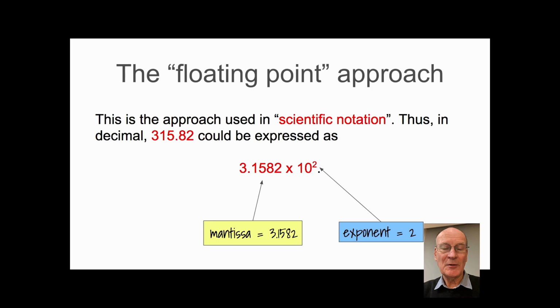Now, there are some technical terms for parts of this. The part on the left, the 3.1582, is known as the mantissa. And the part on the right, or just the 2 actually, is known as the exponent. Right? It's the power of 10 in this case that's going to be used. Now, in computers, we apply exactly the same idea. We have a mantissa and we have an exponent, except this time it's going to be in a string of binary digits.